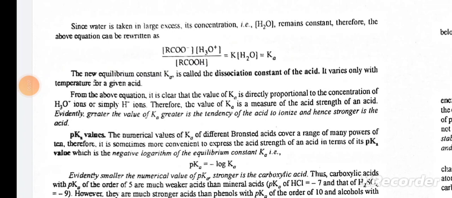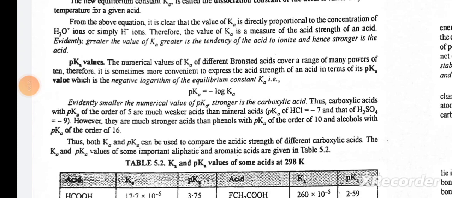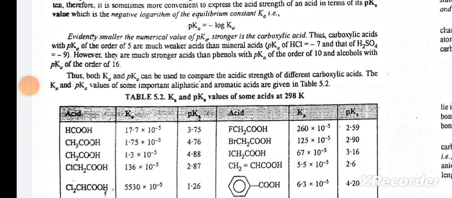pKa values. The numerical values of Ka of different Bronsted acids cover a range of many powers of 10. Therefore, it is sometimes more convenient to express the acid strength of an acid in terms of its pKa value, which is the negative logarithm of the equilibrium constant Ka. That is, pKa = -log Ka. Evidently, smaller the numerical value of pKa, stronger is the carboxylic acid.